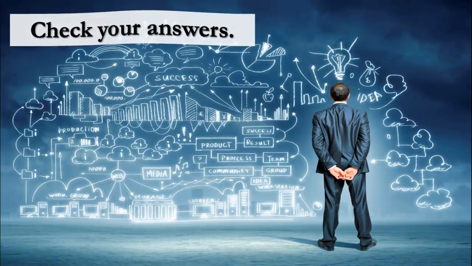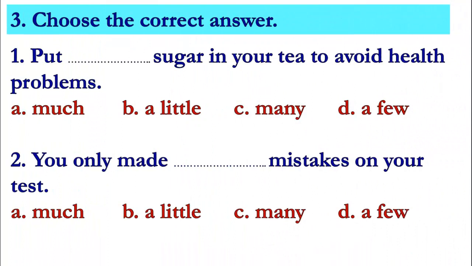Now let's check the answers. The first one, put ___ sugar. This one is uncountable and the sentence is affirmative. So it's going to be what? A little. Excellent. Number 2, you only made mistakes. The word mistakes here, countable or uncountable? That's right, it's a countable word. And the sentence here is affirmative, so it's going to be a few.